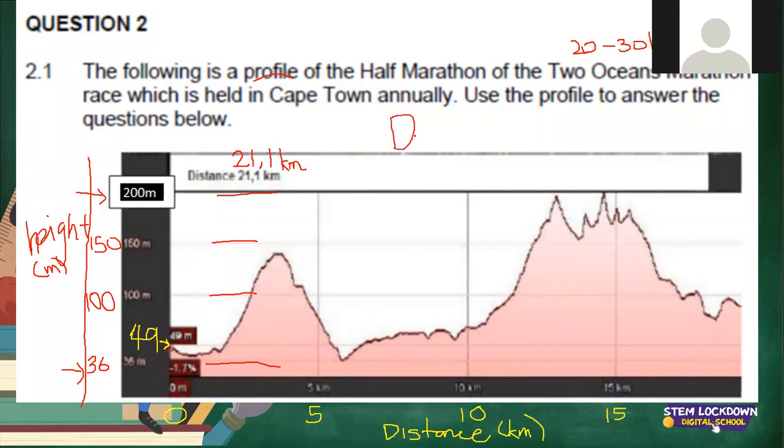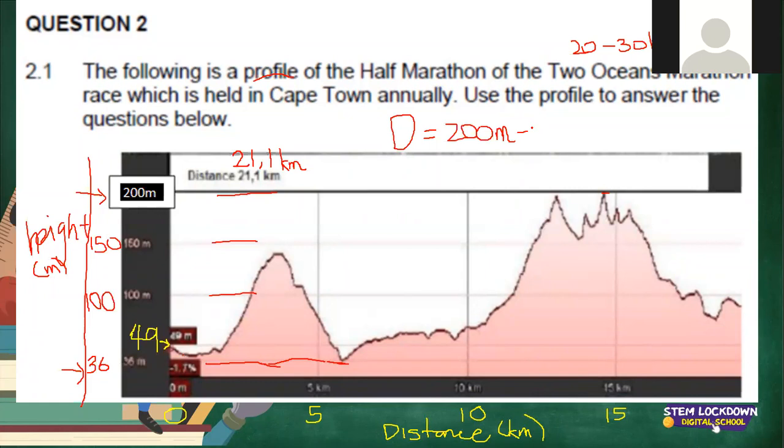I'll write my answer here. It will be the highest. At highest, you can see those are the peaks. The highest touches the 200 meter mark, so it will be 200 meters above sea level. Subtract the lowest. Okay, this is not the lowest, by the way. The lowest is this one here. So this will be your lowest.